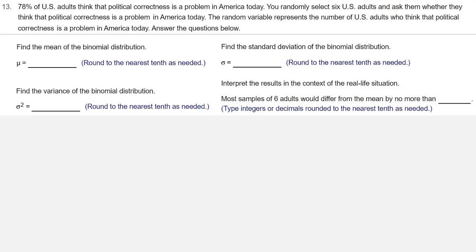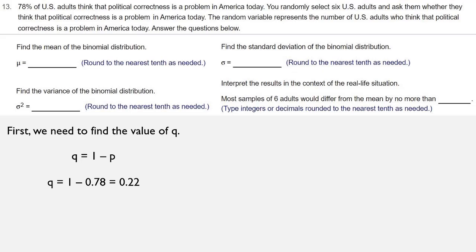So with binomial distributions, we luck out, and there are some very easy formulas that help us find the mean, variance, and standard deviation. But to use those formulas, we have to find the value of Q. So that's where we're going to start. We know our value of P is 0.78, and Q is 1 minus P. So that means that Q is 0.22.